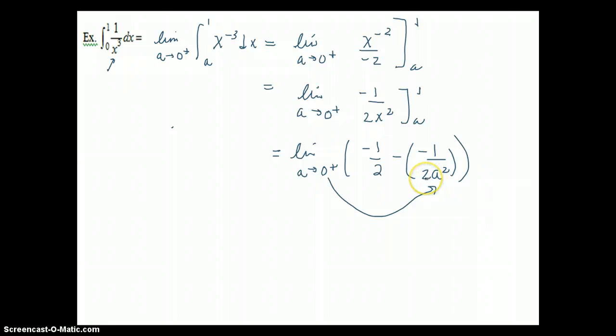But we didn't really have to do that here, because if we think about a getting really, really small, this fraction is going to get really, really large in the negative direction. And no matter what I do, if I take negative 1/2 and subtract a negative large number, we're going to end up with a huge, huge number. And so we would have a non-existent limit, which would mean that we have a divergent improper integral.